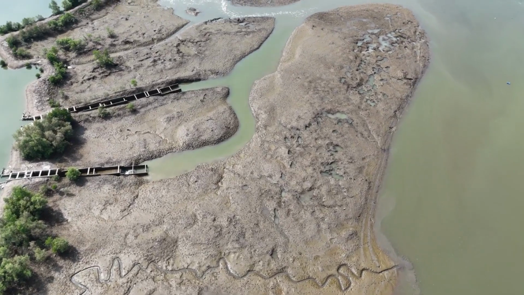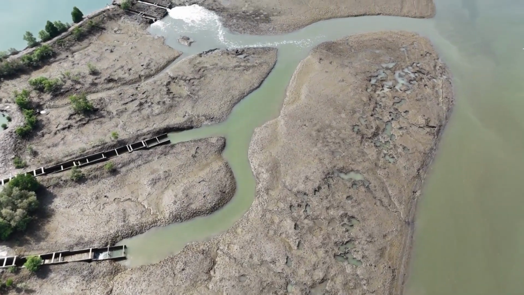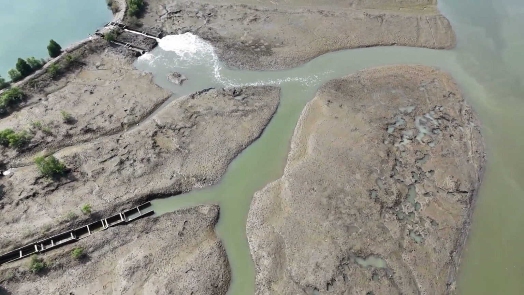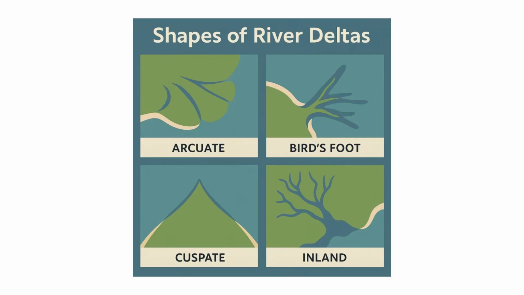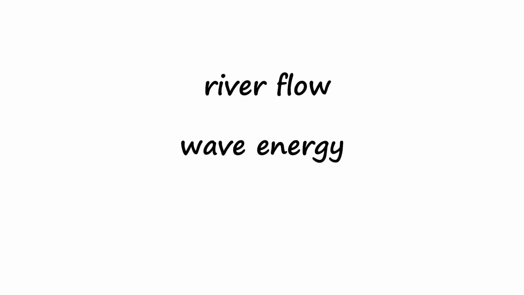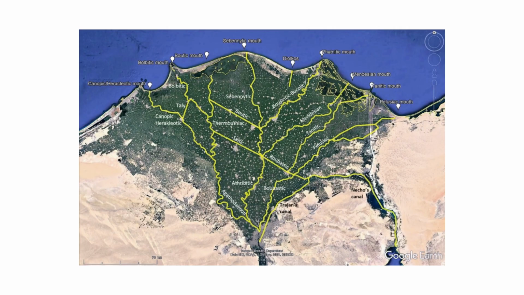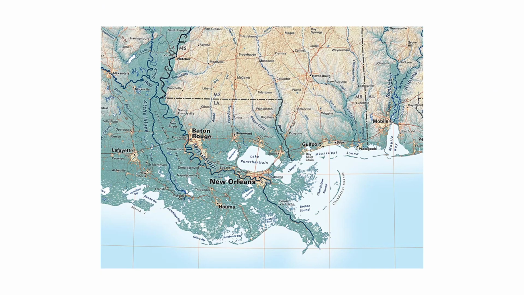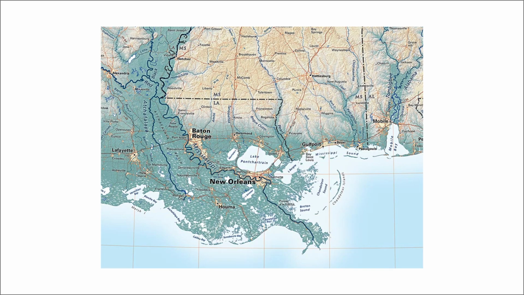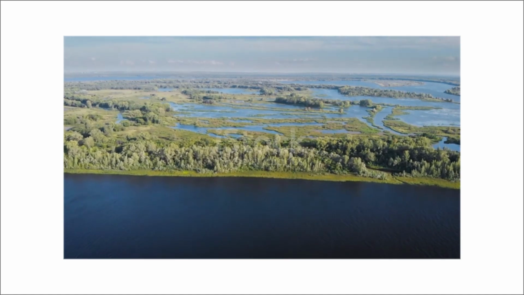When a river carries more sediment to the sea than waves and tides can carry away, the material builds up and extends the land outward into the ocean, forming a delta. The shape of a delta depends on the balance between river flow, wave energy, and tidal strength. The Nile Delta stretches out in a wide fan shape into the Mediterranean. The Mississippi Delta has a more finger-like form, its channels splitting and branching into the Gulf of Mexico.